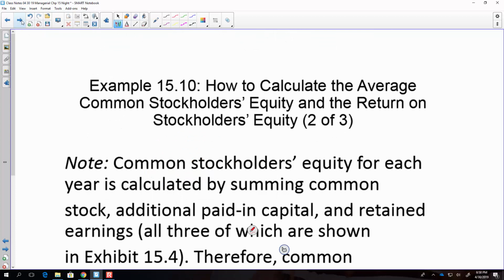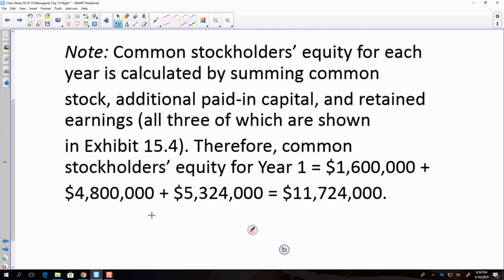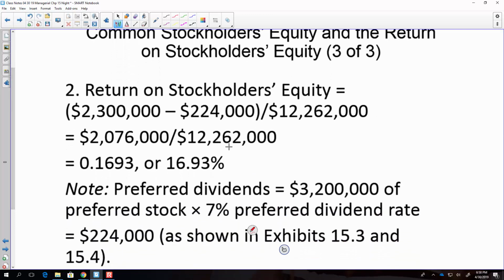So once they have the average, this just shows that summation. They're starting with the par value. They add the additional paid-in capital, 4.8 million, and then the retained earnings amount. So, once they have the average, then here's the income for the year of 2.3 million. This is the 8% preferred stock dividend, 2.24. So the common shareholders get a 16% return on their investment.